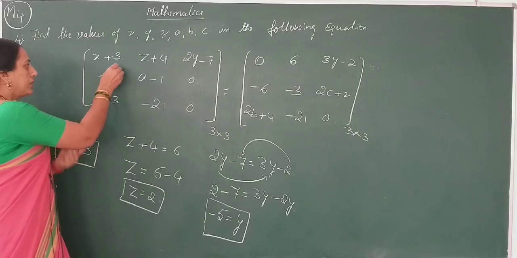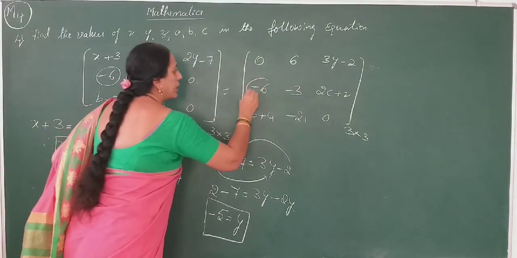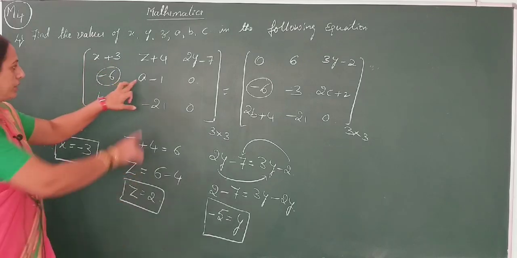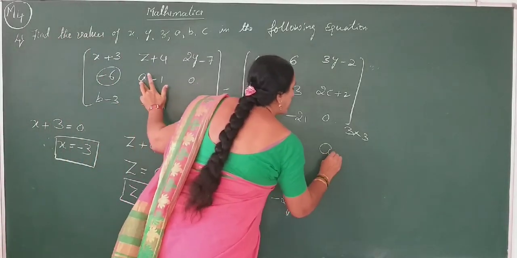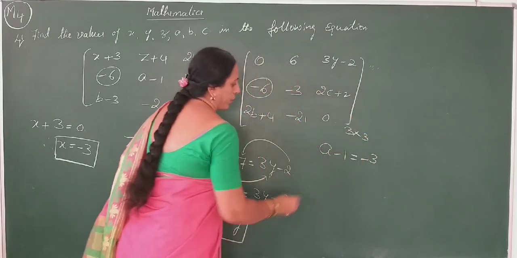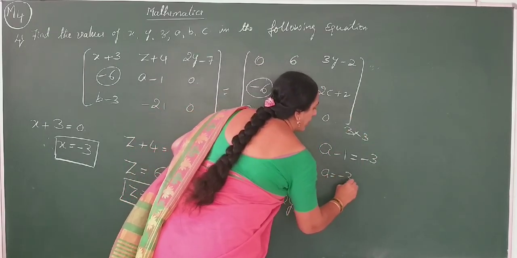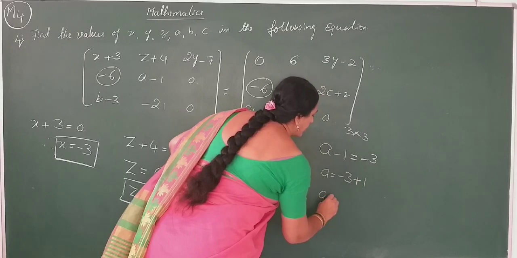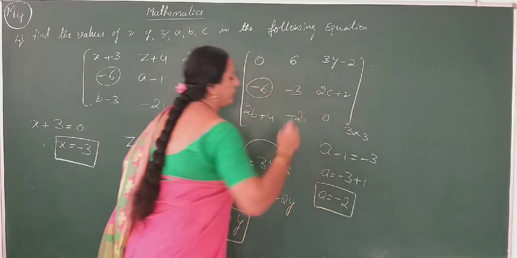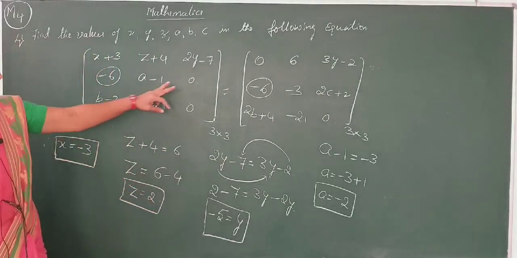Similarly, the next row's corresponding element is purely equating with a constant, therefore it gets neglected. Next value: a minus 1 is equal to minus 3. Therefore, a is equal to minus 3 plus 1. Minus 3 plus 1 is nothing but minus 2. Therefore, a is equal to minus 2.